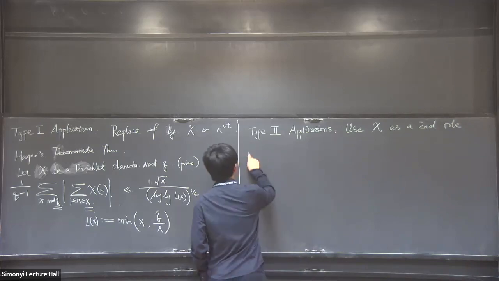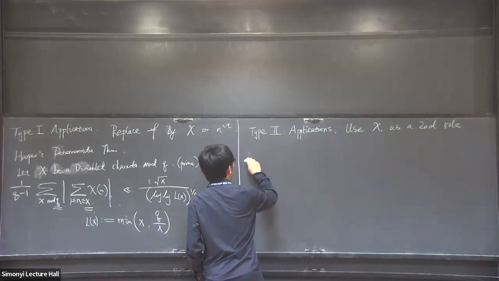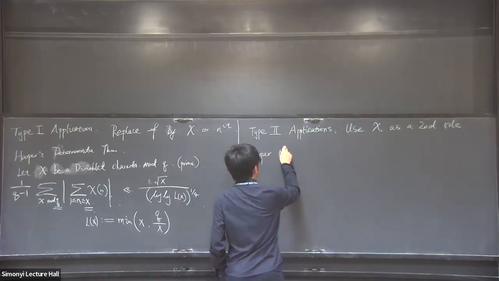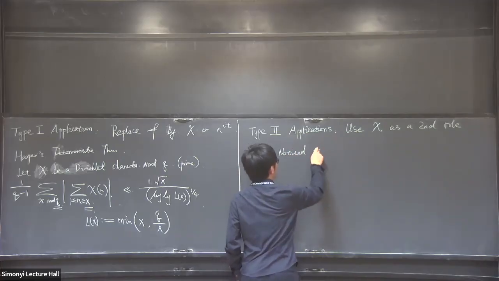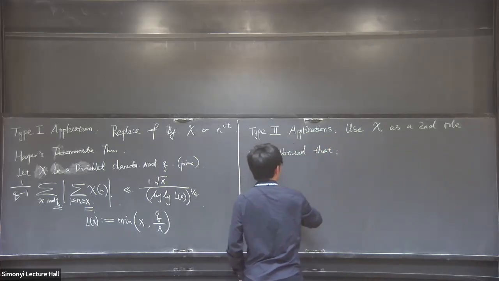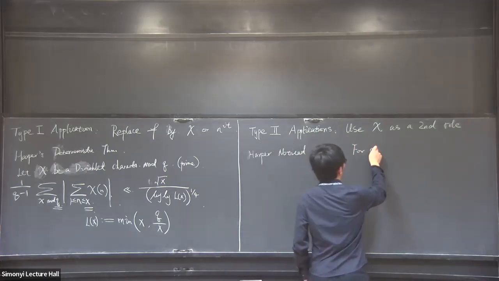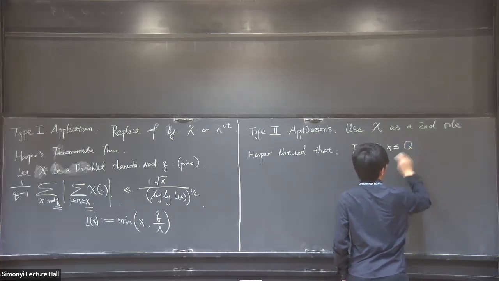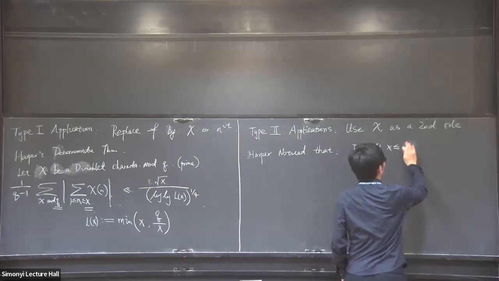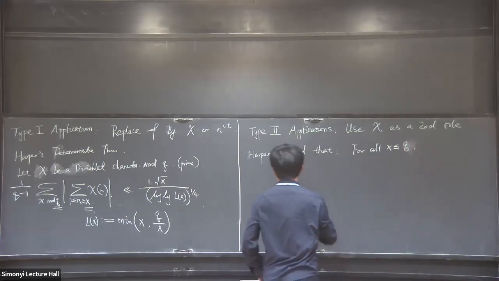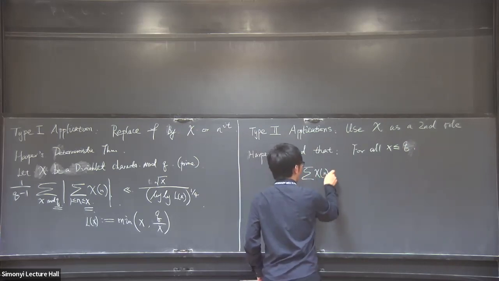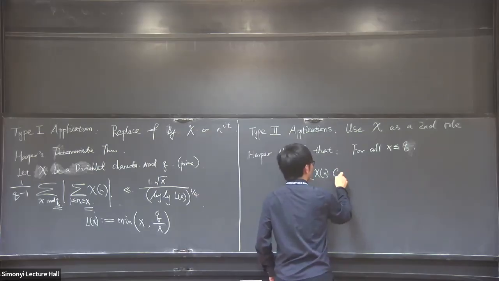Okay, first, maybe I first mention Harper's another theorem, and I give you an application of that. So Harper noticed that the second theorem can be slightly generalized. So if we, for all x up to conductor, let's say capital Q, then you can do the following thing. You can twist chi n by some multiplicative function a_n.